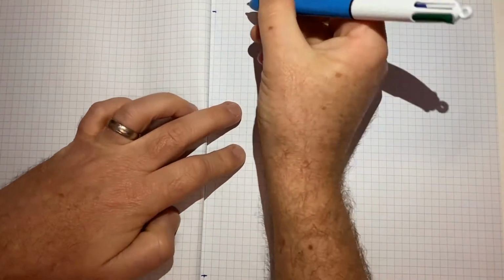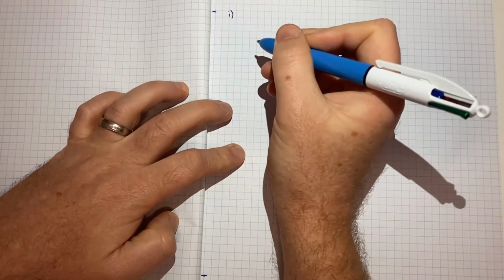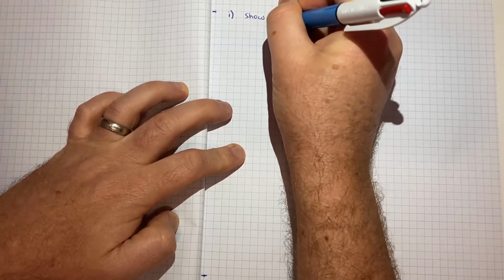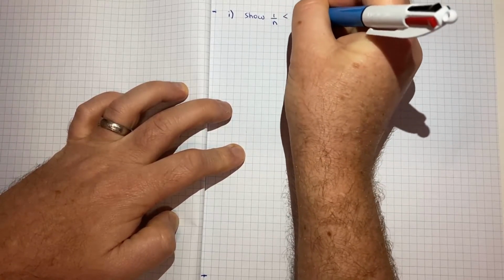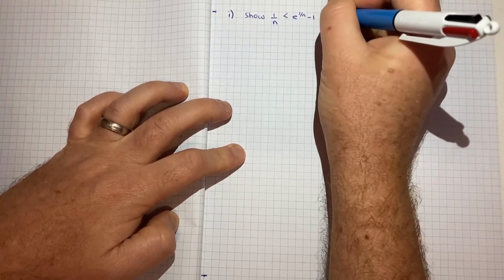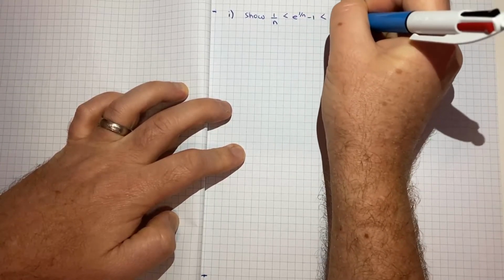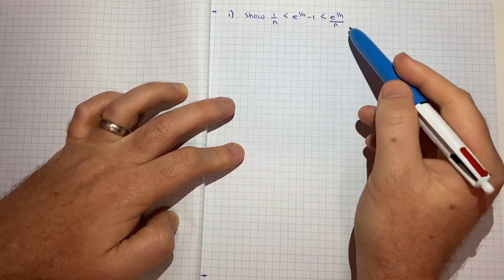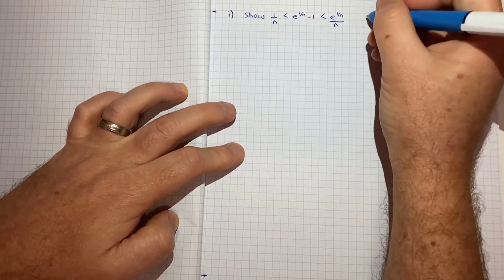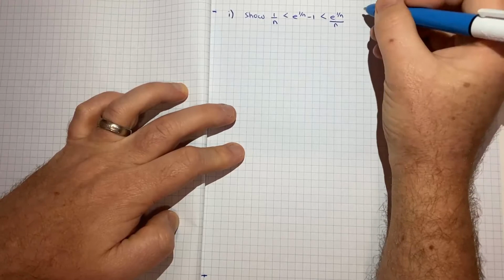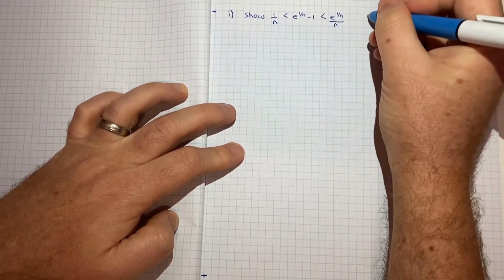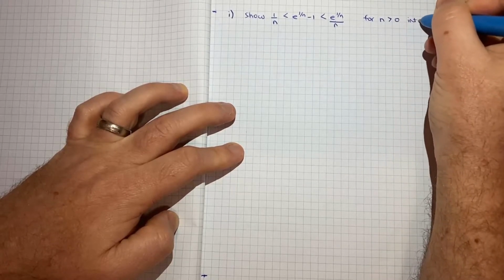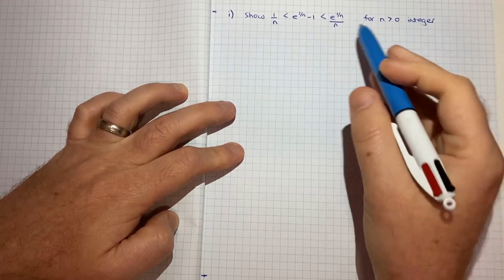So we'll start with part 1, and that is asking us to show that 1 on n is less than e to the 1 on n minus 1, which is less than e to the 1 on n. And we're told in the question to use charts basically to demonstrate this. And I should say we're told that n is a positive integer. We know we can't divide by 0, so effectively n is going to be greater than 0 and an integer. So that's what we're dealing with.